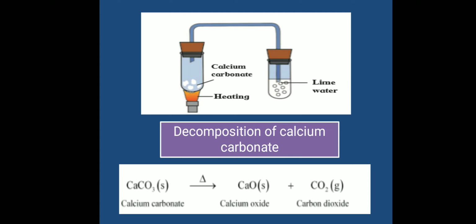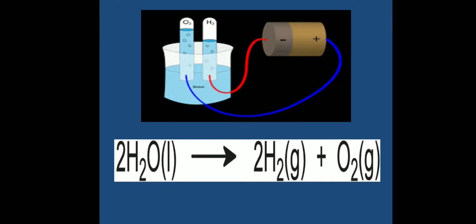Next example, this example we have studied in previous standard: water decomposes into hydrogen and oxygen gas on passing electric current through acidulated water. This decomposition takes place by means of electric energy. Therefore, it is called electrolysis.